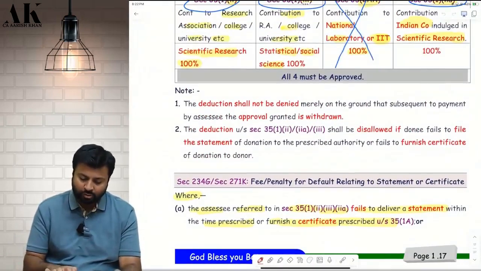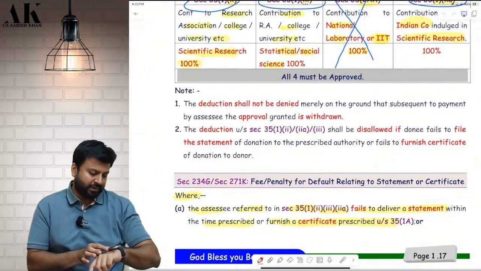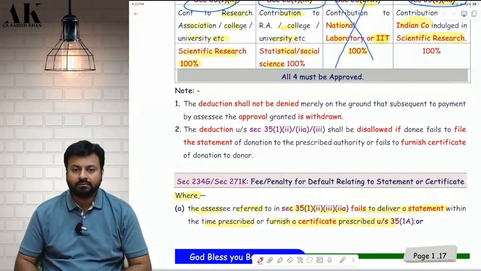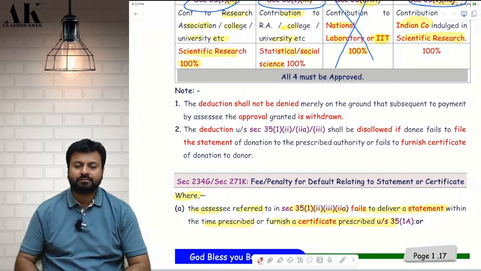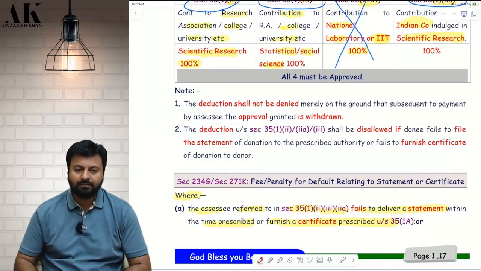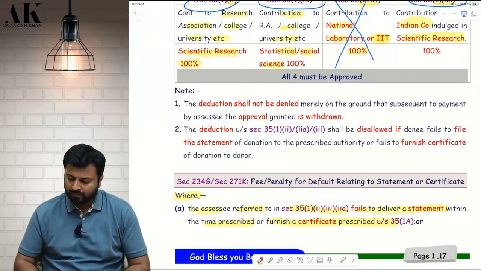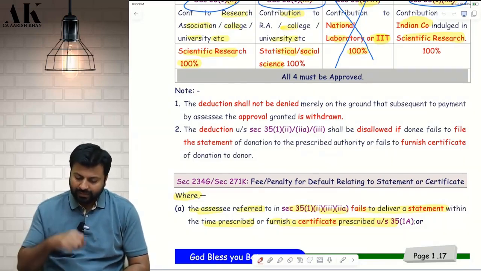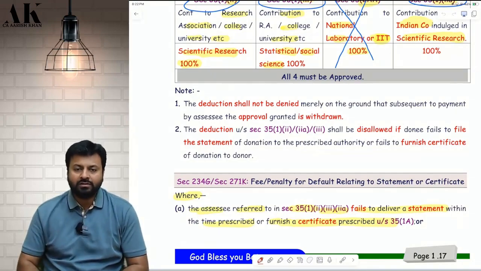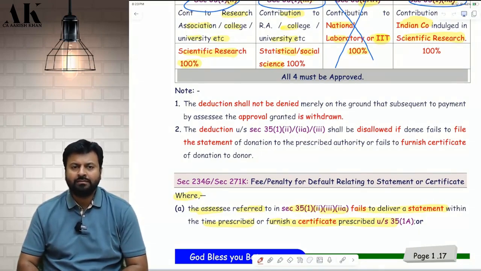Check this point number 2 over here. Read. Are you clear? Is it clear? So the donor will not be allowed the deduction. So how will the donor be penalized? The donor will be penalized by disallowing the deduction, and the donee will be penalized by imposing the penalty and fee. Are you clear?